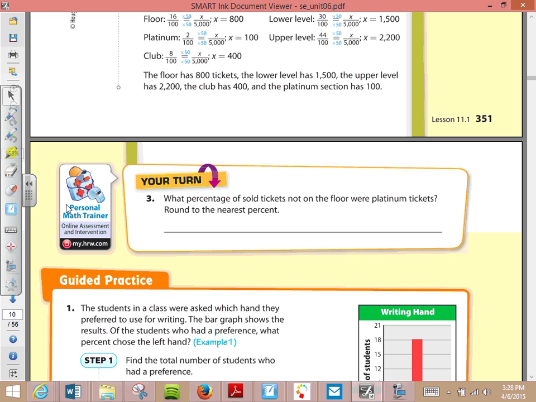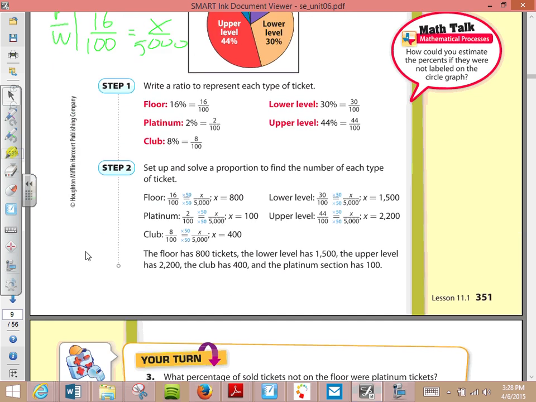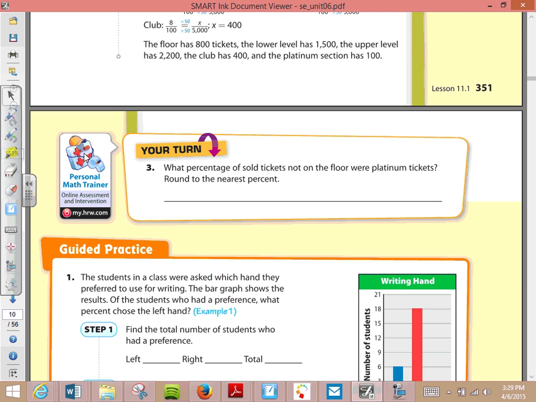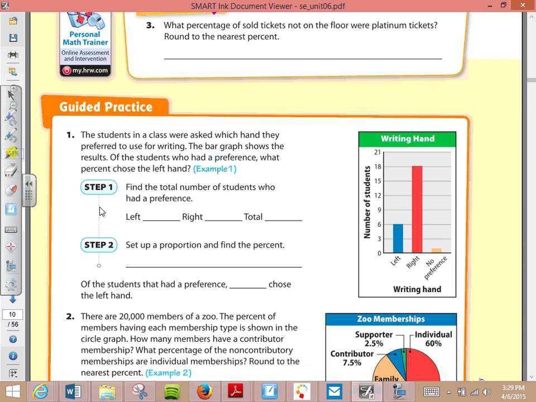Okay, what percentage of sold tickets not on the floor were platinum tickets? What do you do there? It says what percentage of platinum tickets were sold, not including the floor tickets. What do you subtract? You subtract 800 from 5,000, right? And you do the same thing with the proportion. Good. All right. No, because we don't have enough time, unfortunately. On this one, again, let's put over here 6 and put over here 18.